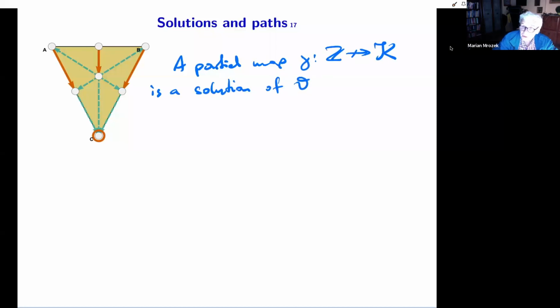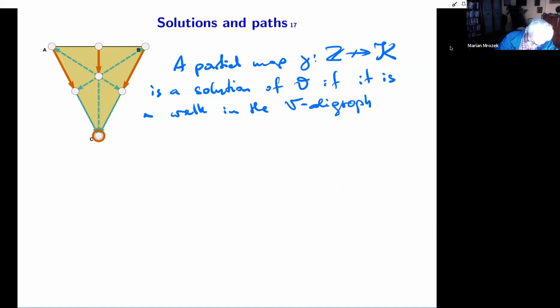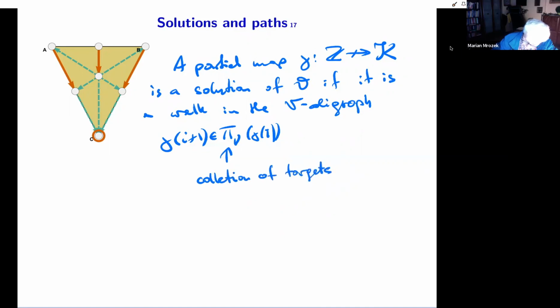So such a map is a solution of this combinatorial vector field if it is a walk in the V digraph, which means that gamma of i plus 1 belongs to PV of gamma i, the collection of targets originating in gamma of i, as long as both i and i plus 1 are in the domain of gamma.